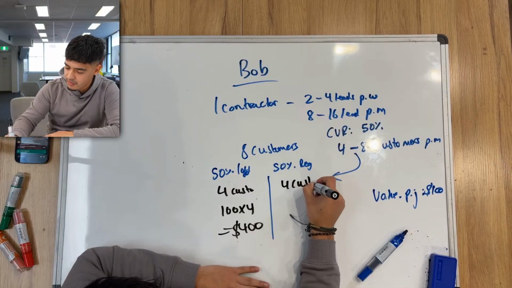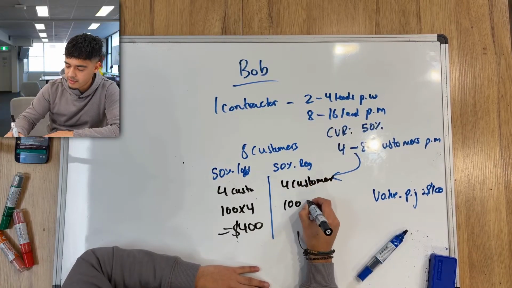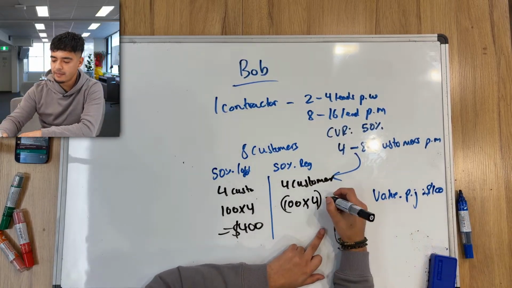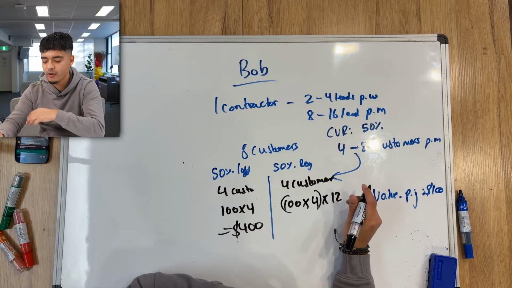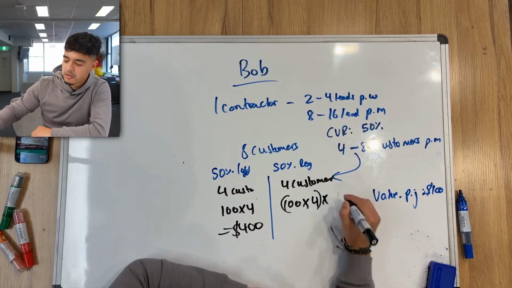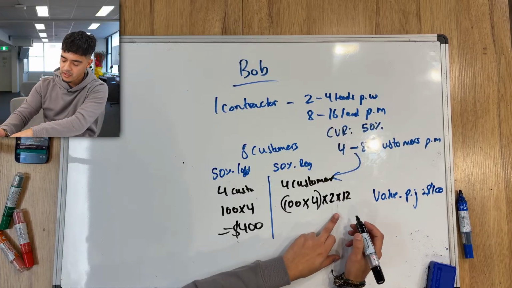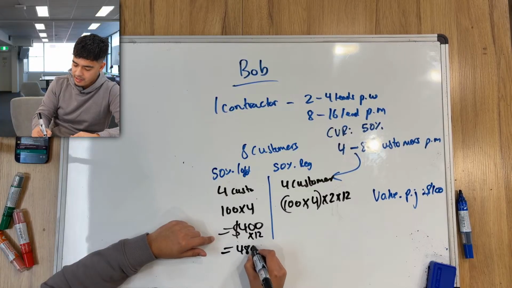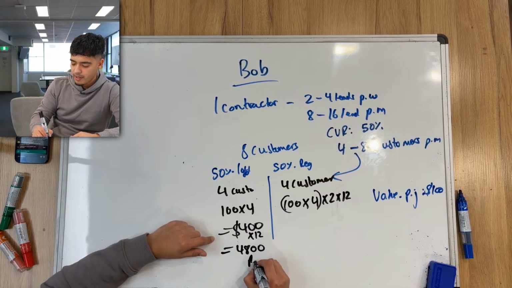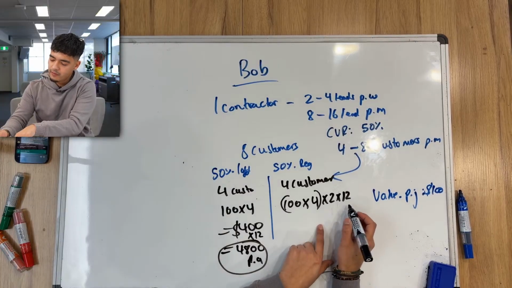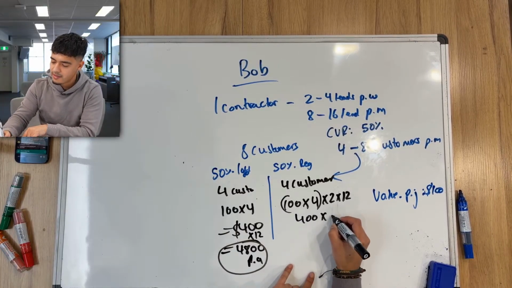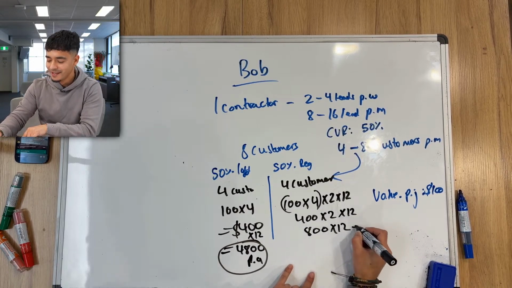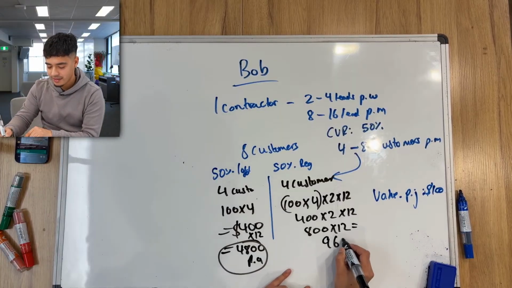If those 4 customers were $100, but they used your service, let's say 2 times a month for a year. So this $400 times 12 is $4,800 in revenue per annum that you've lost. This one over here is 400 times 2 times 12, 800 times 12, $9,600.